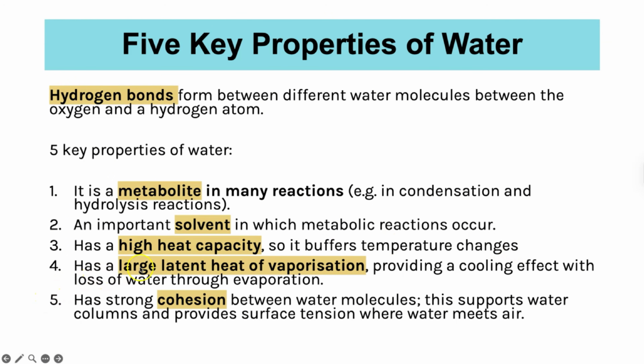Number 4, it has a large latent heat of vaporization. You do have to get this the right way round. High heat, large latent. You can't say high latent. So think of the L's together. Large latent heat of vaporization. That means it takes a lot of energy to convert water in its liquid state to its gaseous state. And again, that's because of these hydrogen bonds. You'd have to have energy to break the bonds to then convert it from liquid to gas.